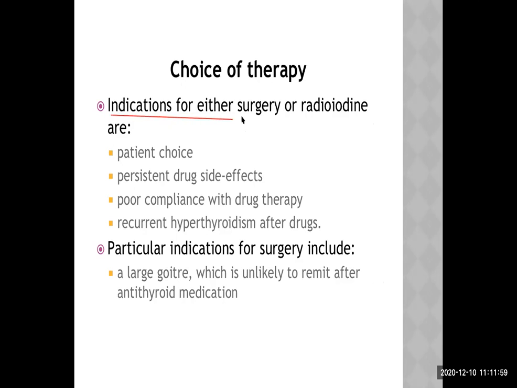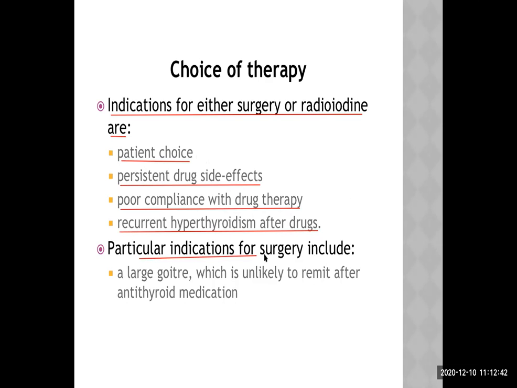The indications for either surgery or radioactive iodine are patient choice, definitely. We give all the options to the patient and it's the patient's choice, whatever they want to go for. It is their choice and we should respect their choice. Another one, persistent drug side effects, already talked about. Those drugs are not desirable for long-term use. Poor compliance with drug therapy: the patient is not following and not taking the drug properly. And recurrent hyperthyroidism after drugs. So all of these are important indications for these therapies, either surgery or radioactive iodine.